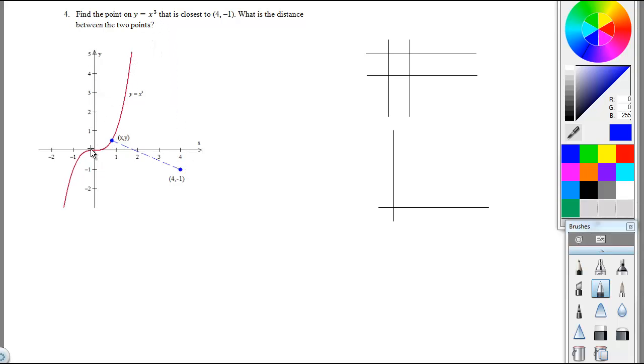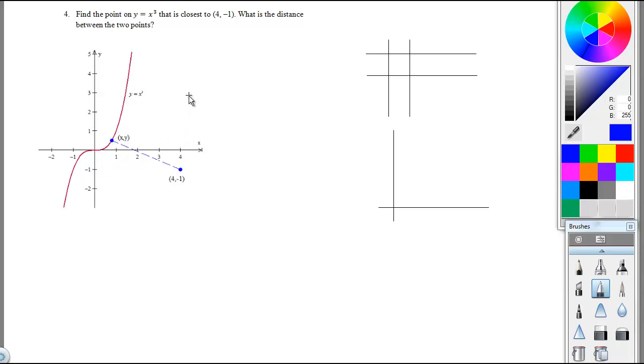So I graphed y equals x cubed and plotted the point (4, -1), and then just sketched in a line that connected (4, -1) to a point on x cubed such that this line was the shortest. I could draw it anywhere to x cubed, but I want the one that's the shortest. You can see as I trace through here some options for different places I could draw this to, and I put this in approximately the right spot for it to be the shortest.